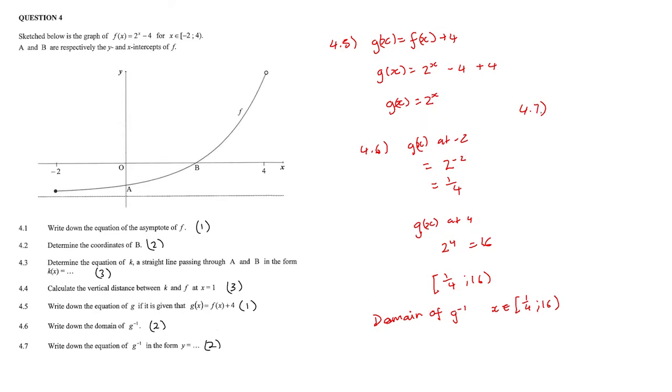Question 4.7. Write down the equation of the inverse of g in the form y equals. So if g is y = 2^x, our inverse would be, we would swap our x and y values, and we would have x = 2^y. We would bring the y down using a log, and we would get log base 2 of x is equal to y. So y = log base 2 of x.